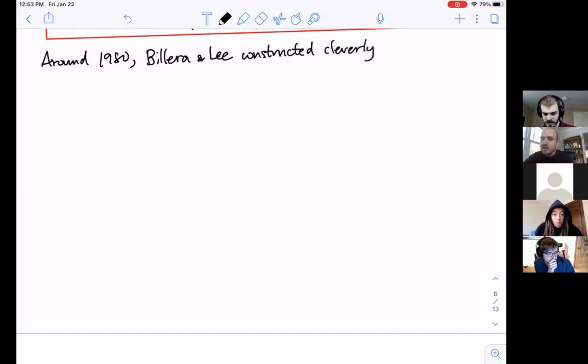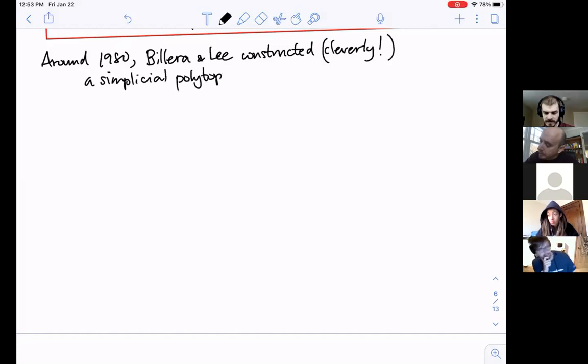And this is a paper I've never read through completely, never fully understood. I've had Lou Billera explain to me roughly the idea for this construction, but it's clever enough that I've never looked at it seriously. If somebody would want to give a talk about that paper, actually just some of the ideas, I think it would be useful. Constructed cleverly a simplicial polytope given the data, given, you know, F satisfying McMullen's conditions.